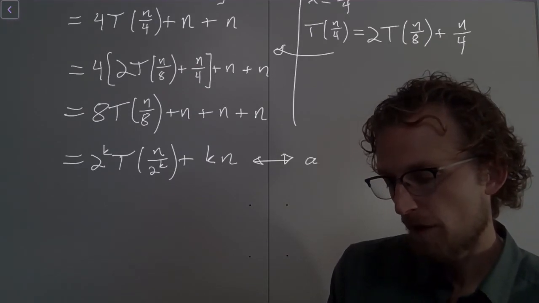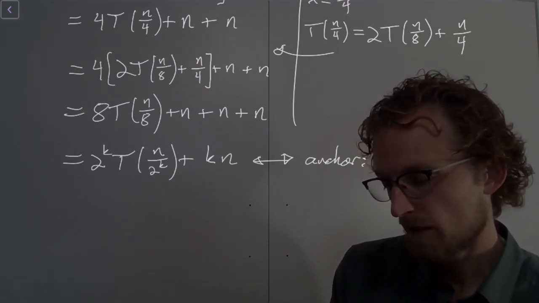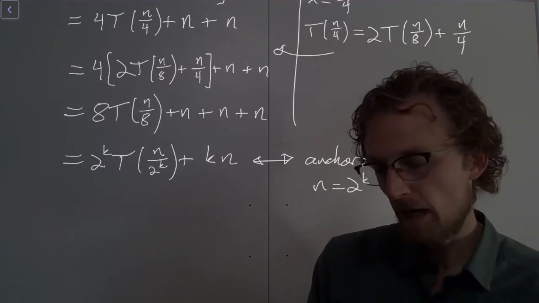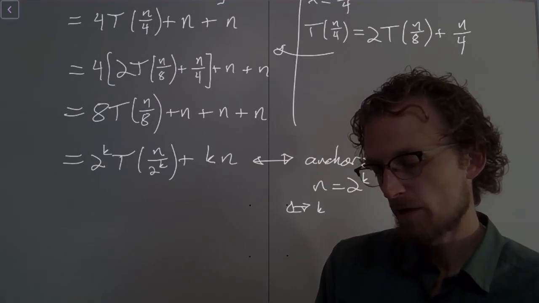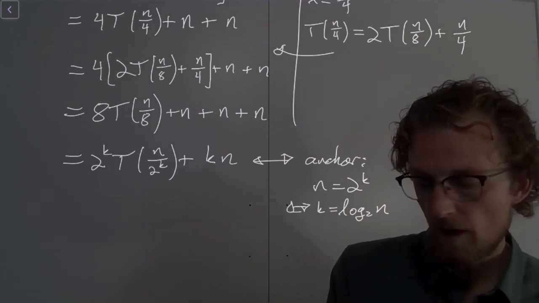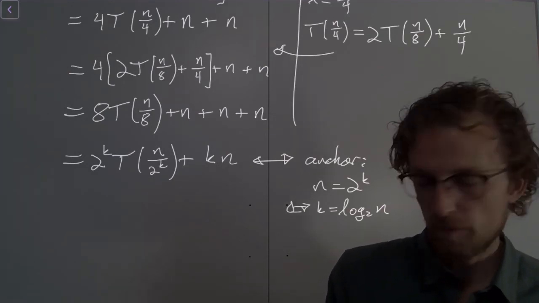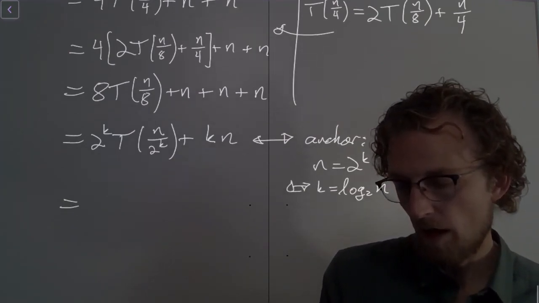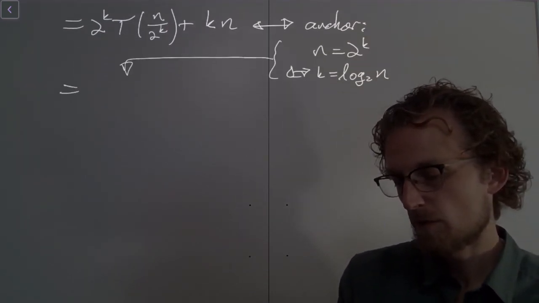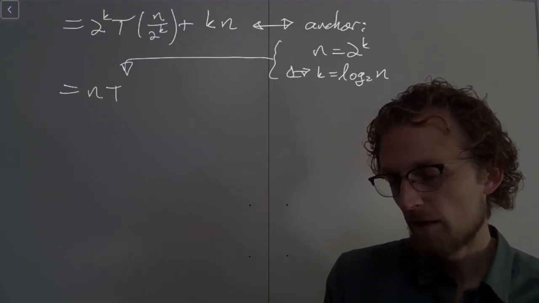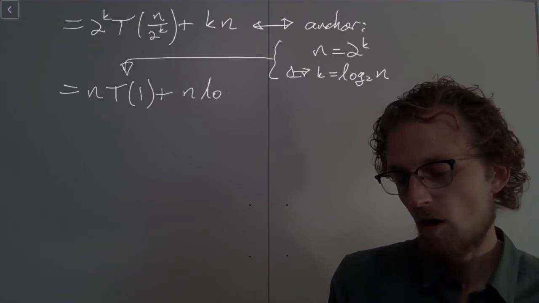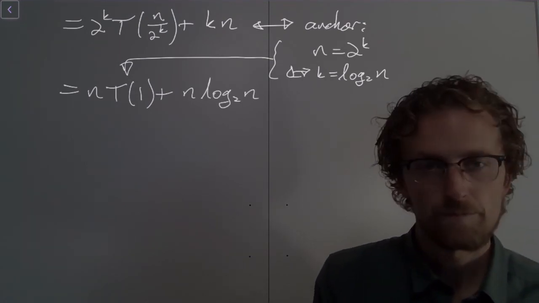it, but we end up with the anchoring step giving us n equals 2 to the k, which is the same as saying k equals log base 2 of n. And so now I'm going to use both those expressions to simplify this. So in the end, what I'll have, once I substitute my anchoring step back in, I'll end up with n times t of 1 plus n log base 2 of n, right?